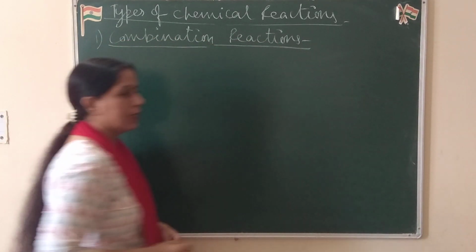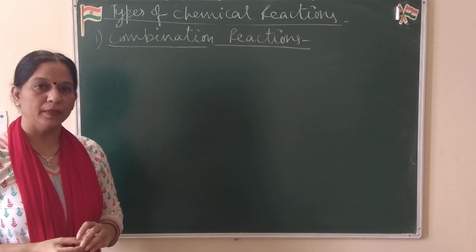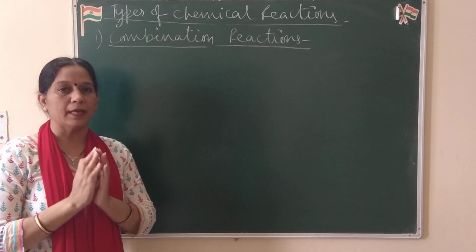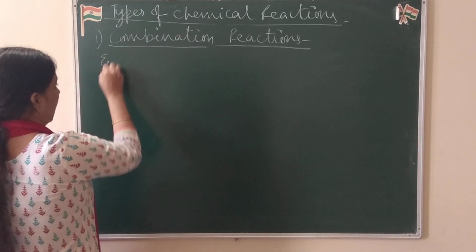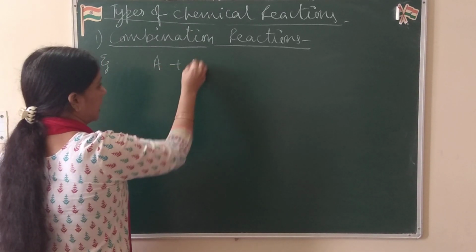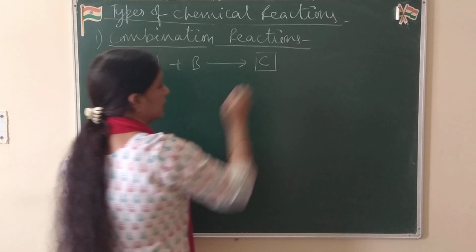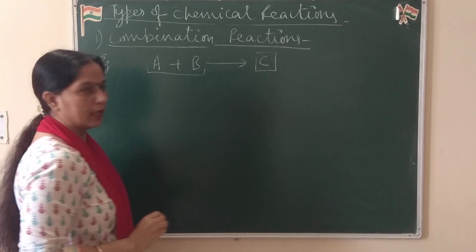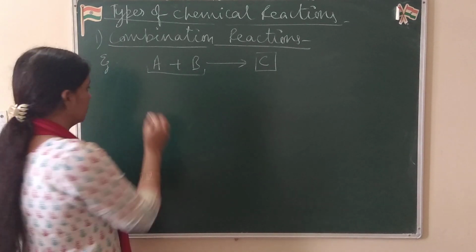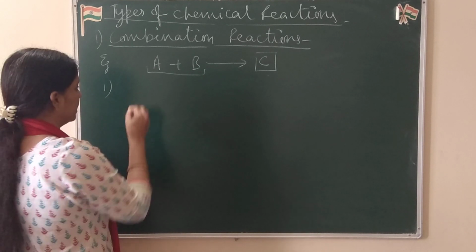Combination word means when two or more than two substances combine and form a single product. Combination means combining of two or more substances together. For example, if there are two substances A and B, they combine and form one single product. Two reactants combine and form single product. That is called combination reaction. Now we will take examples with the help of chemicals, substances there.